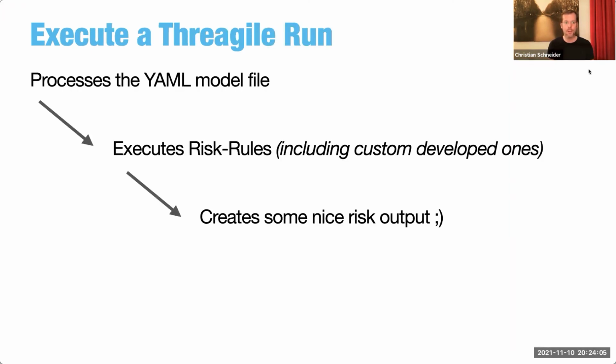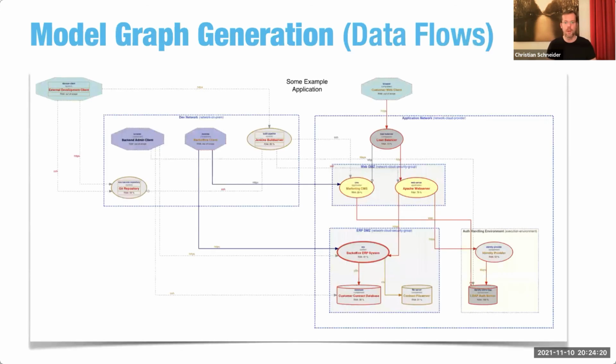Okay, and then you execute Threagile. That's just processing the YAML model file, which then is being read by Threagile, and the risk rules are executing, including the custom ones, if you developed some, and it creates some nice output.